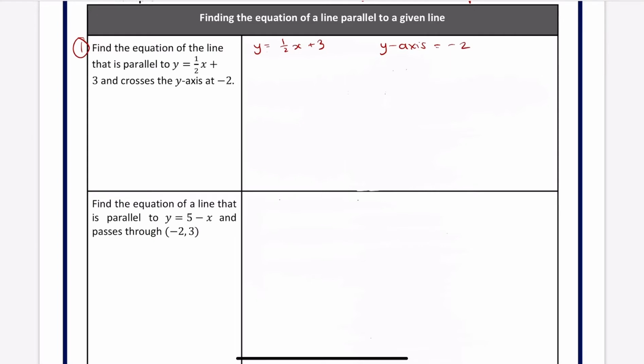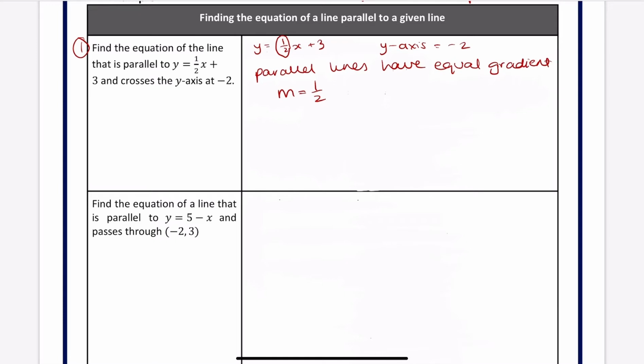In terms of parallel lines, we know that parallel lines have equal gradients. Therefore, the second line, the line that we're trying to find the equation of, will have the same gradient as this one. And our gradient of this one is a half. So our new gradient will be a half as well.